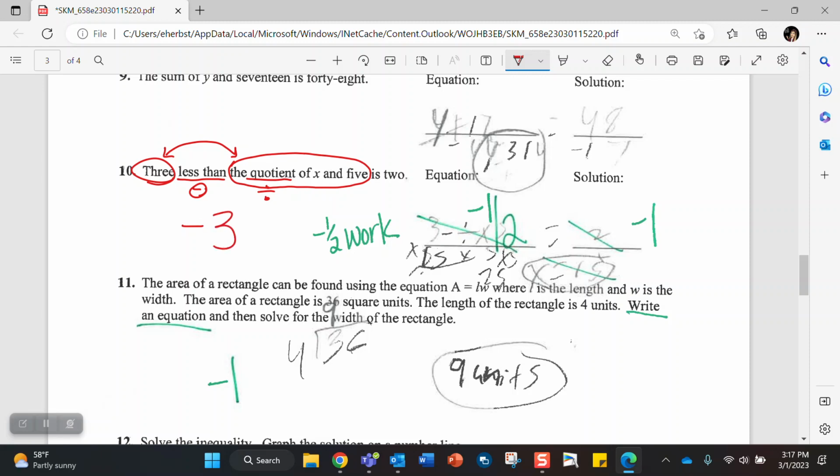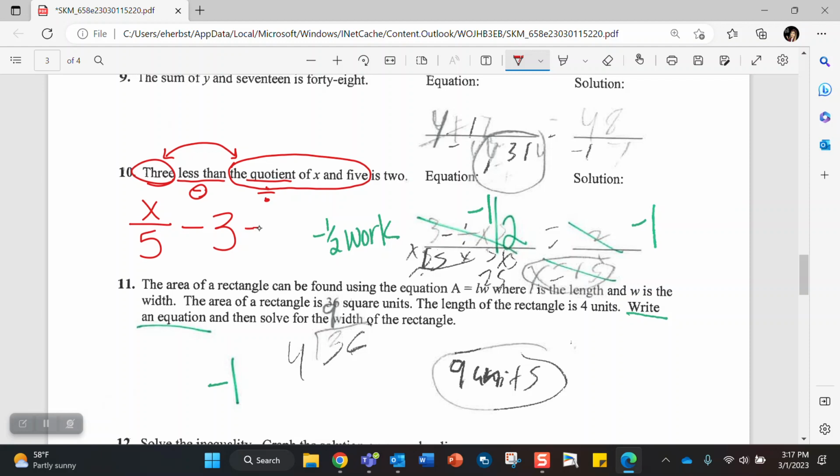Well, what's all this junk? The quotient of x and 5. The quotient, that's a division problem, of x and 5. So this says 3 less than the quotient of x and 5, and then it says is 2. So is our equal sign. With these word problems, I tell students all the time, you can't do enough of these, to really prepare yourself for anything you might see. There's just so many different types of equations we could write. And then that one needed to be solved. I think the answer was 25.